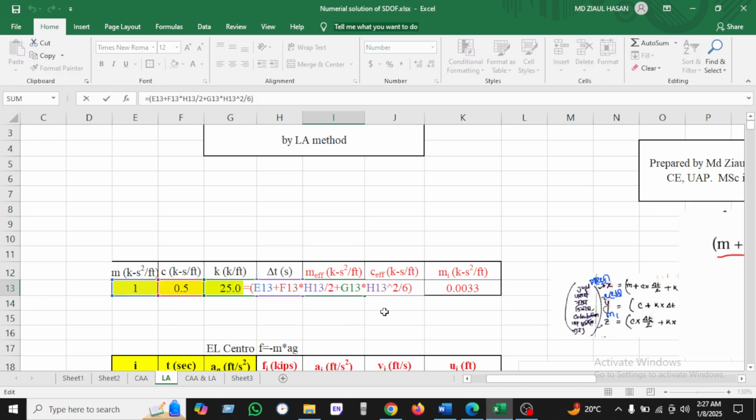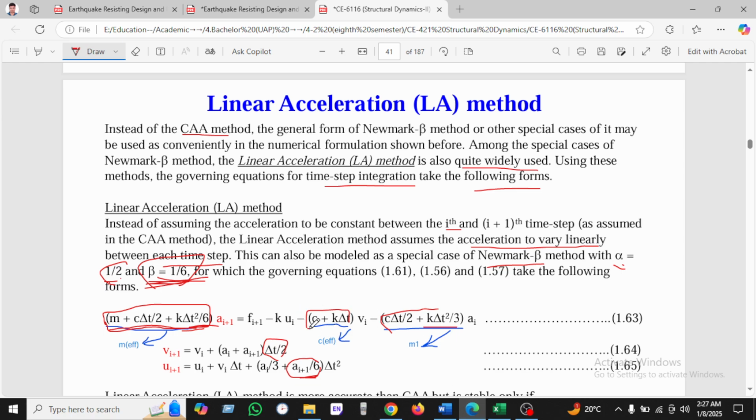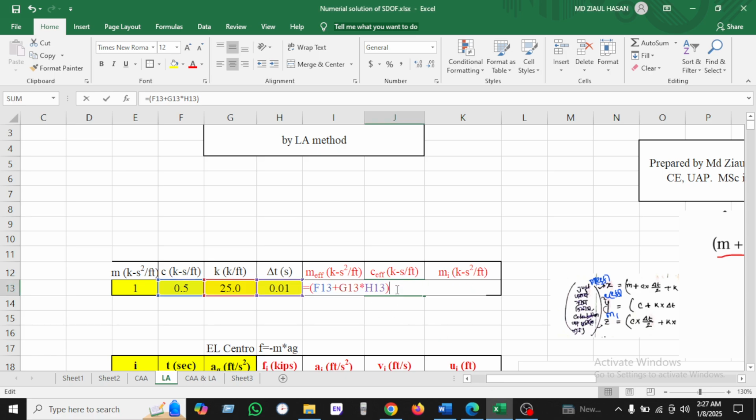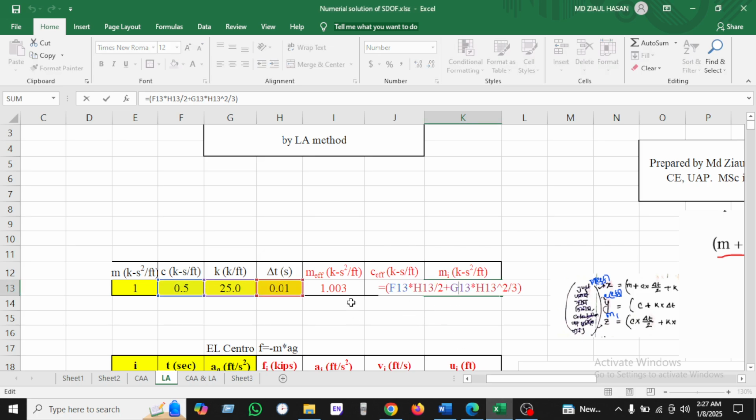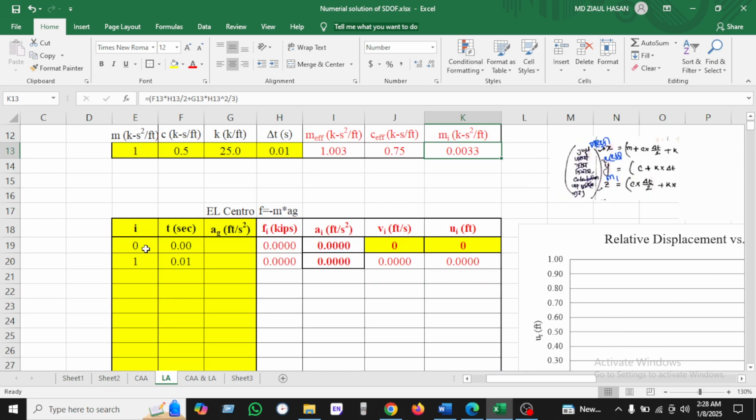So in this way we are calculating m effective. Now I will calculate c effective. C effective remains the same as previous, c plus k times delta t, and calculating this value we find 0.75. Then I will get m1: m effective, c plus delta t divided by 2, plus k delta t square divided by 2. In this way we will find m1.